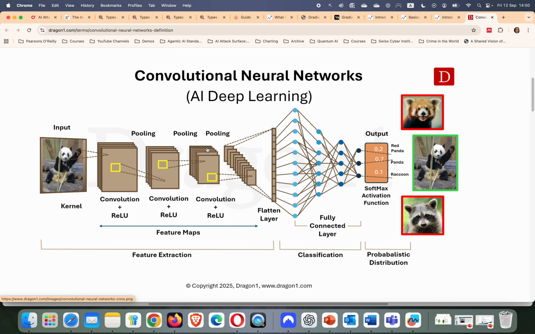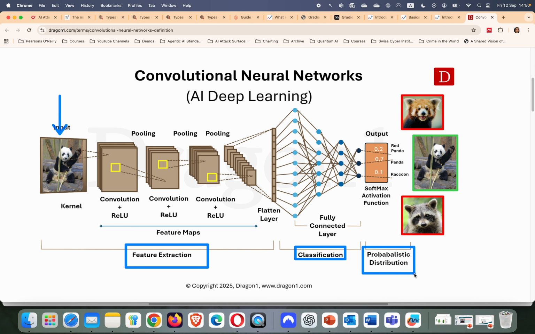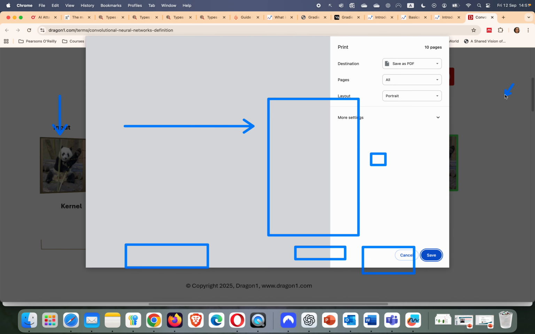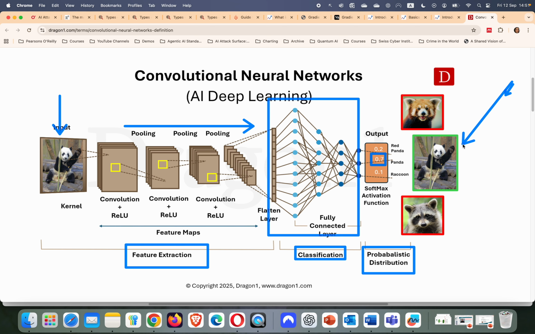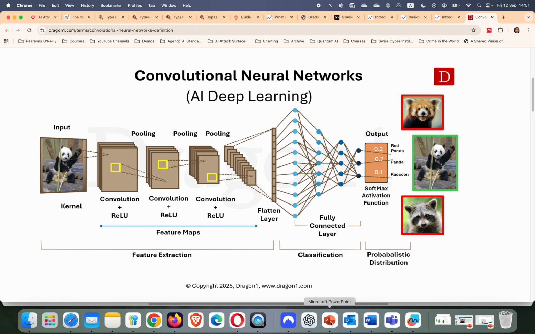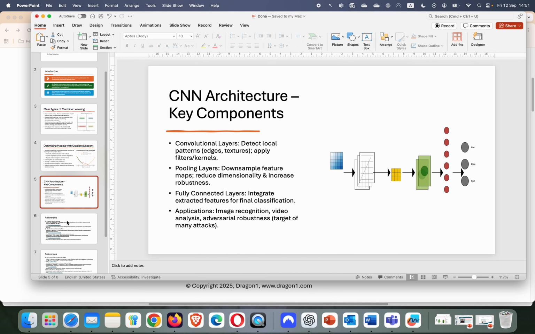Now, the final explanation of the convolutional neural network before we close this short explanation is an image of a panda. Again, you have the feature extraction, the classification, and the probabilistic distribution. So you have the panda, and then you have the pooling stage, which is the feature extraction. Then you have the fully connected layer here, and then you have the output, which is always described with the same kind of numerical representation. But now you know that this is an image of a panda. That's in a nutshell the convolutional neural network architecture.